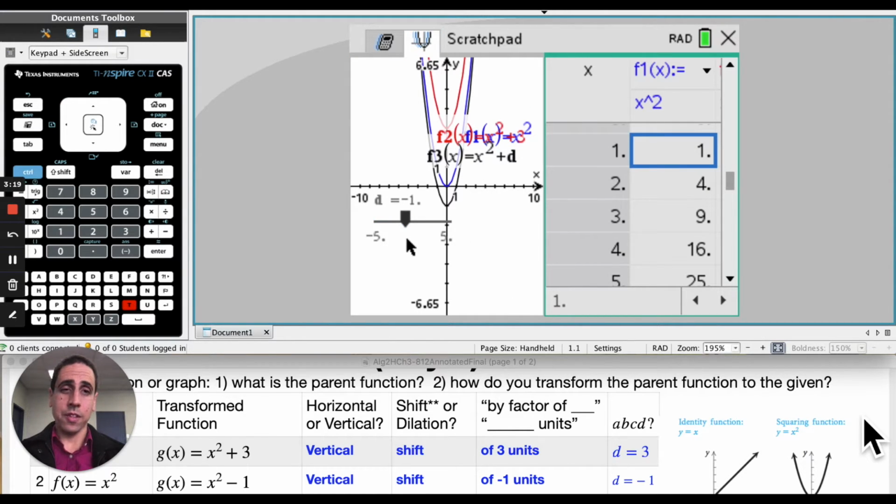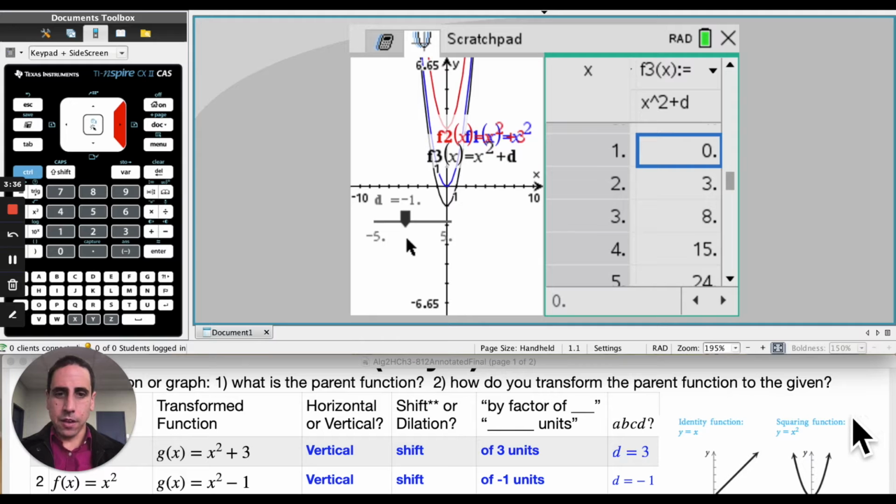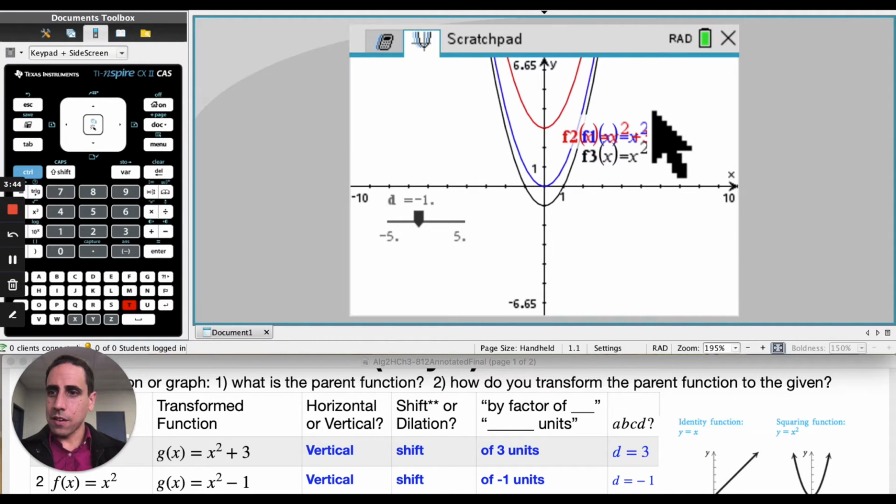Control T for the table, and you can see with the arrows, 0, 3, 8, 15, 24. These are all perfect squares that have been subtracted by 1 because d is equal to negative 1. Okay, so that's what the slider is, d, and I'm recording my slider values right here. So let's hide the table, and let's do the next one.